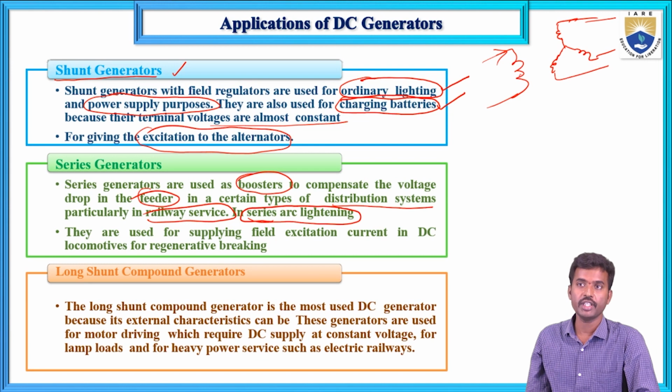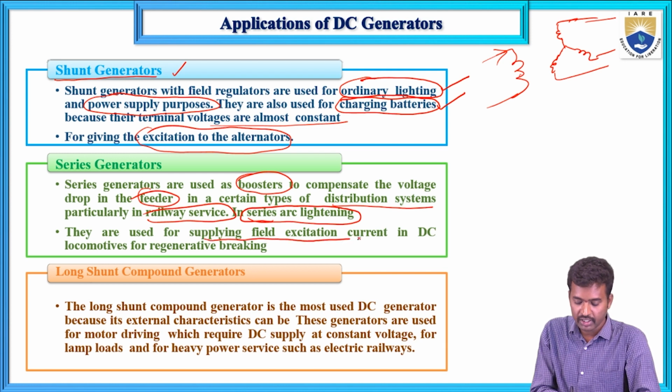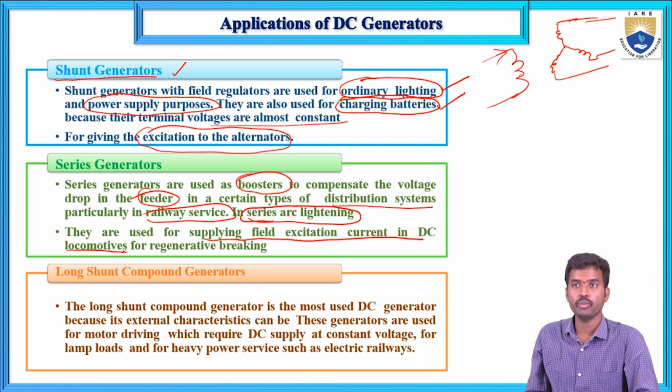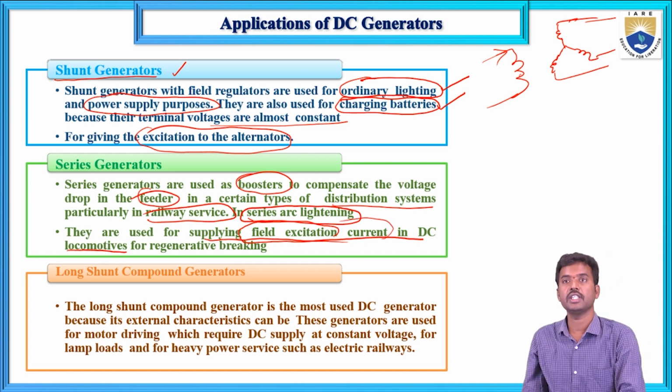And the next application of series generators: they are used for supplying field excitation current in DC locomotives for regenerative braking. There are different types of braking, such as plugging and regenerative braking. In regenerative braking in DC locomotives, for field winding excitation we use series generators.